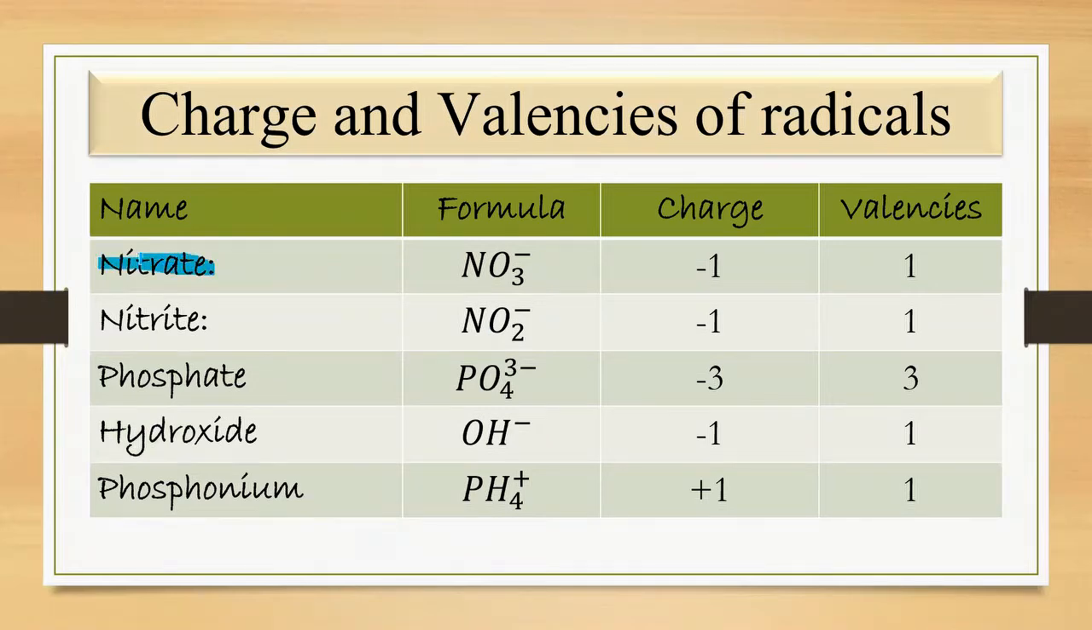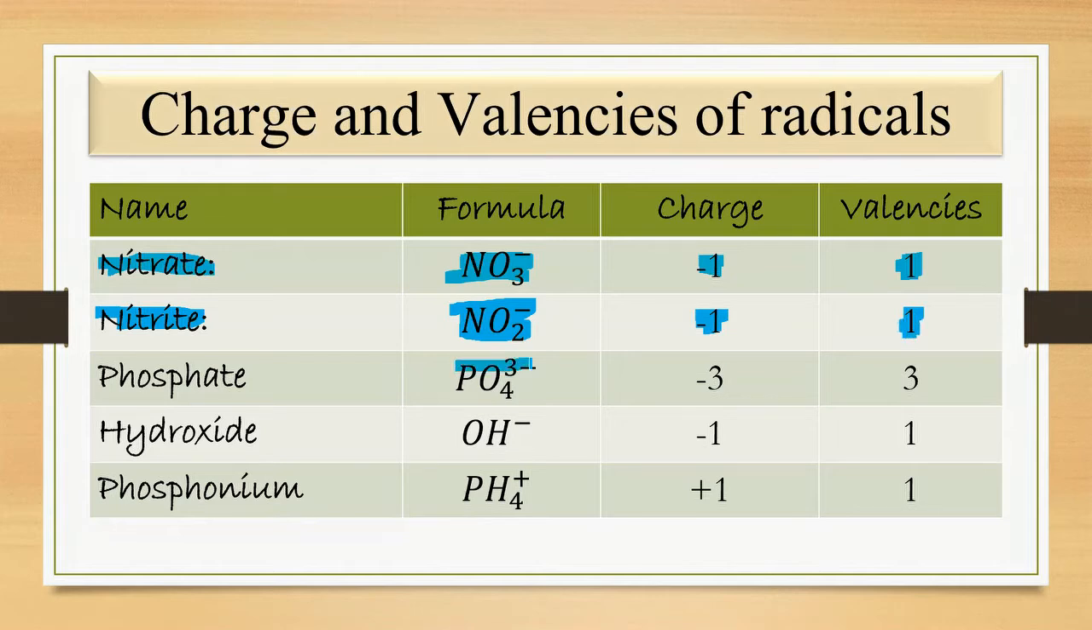Nitrate. Nitrate is NO3 minus ion. The charge of nitrate ion is -1. For example, in nitric acid, HNO3. Nitrite ion. Nitrate is NO3 minus, and in nitrite ion the formula is NO2 minus. The charge is -1. For that reason, valency of nitrite is 1.